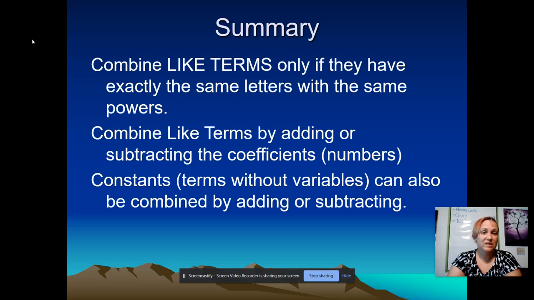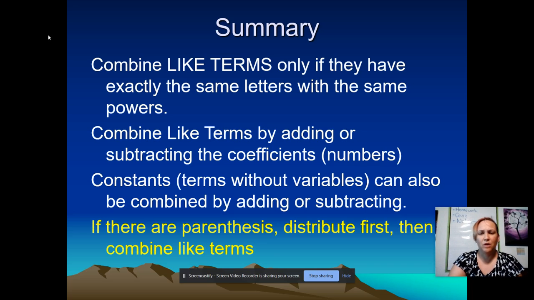If you have two terms that are literally just numbers and have no variables attached to them, you're also allowed to combine those together. And then I'm going to add one new thing right now, which is if you see parentheses in a problem, you have to distribute first. After you've distributed, then you can combine like terms. This is kind of similar to our order of operations, which says multiplication comes before adding. Distributing is a type of multiplying. Combining like terms is a type of adding. So we want to make sure we're staying with our order of operations.